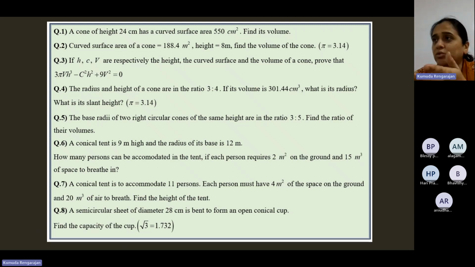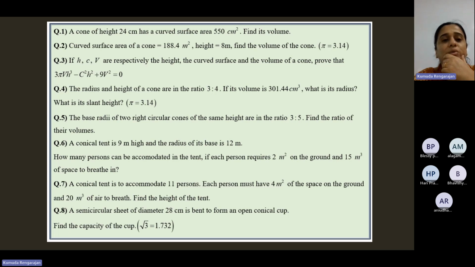So direct application, you will know. If you're given the radius of the cone, don't bite. If you're given the radius and the height, finding the volume, that you know. Just use it in the formula and you're going to find it. Look at this question.